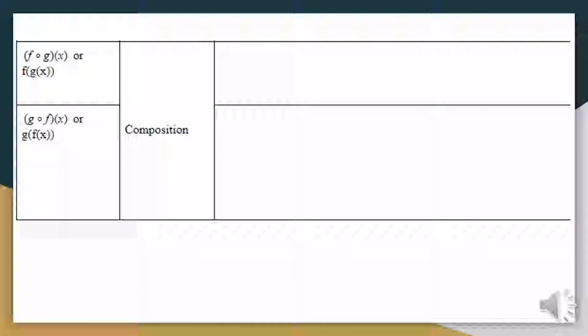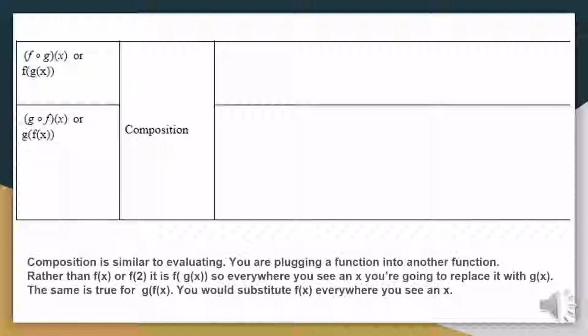Composition is a little more difficult and it goes along with how we evaluate functions. So it's read as follows, f of g of x. So we're plugging in a function into another function. So when I say evaluate f of x at 2, what I'm saying is plug in 2 everywhere you see an x. But now I'm saying f of g of x. So everywhere you see an x, you're going to replace it with g of x.